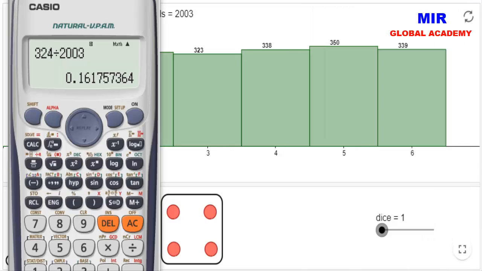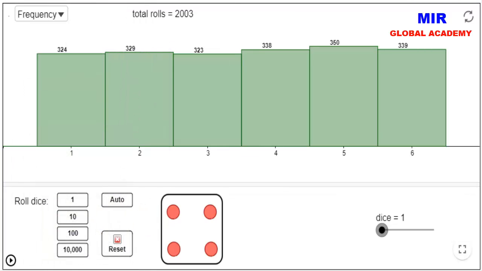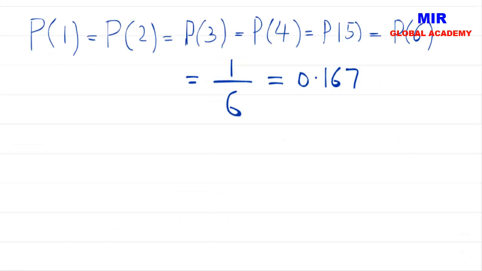Let's check the probability of 5 now. That is 350 divided by 2003. It is equal to 0.17, which is very close to 0.167. That is, 0.167 is approximately 0.17. So the probabilities are getting very close to each other now, and they are becoming equal to each other, and they are approaching the probability of 1 over 6.